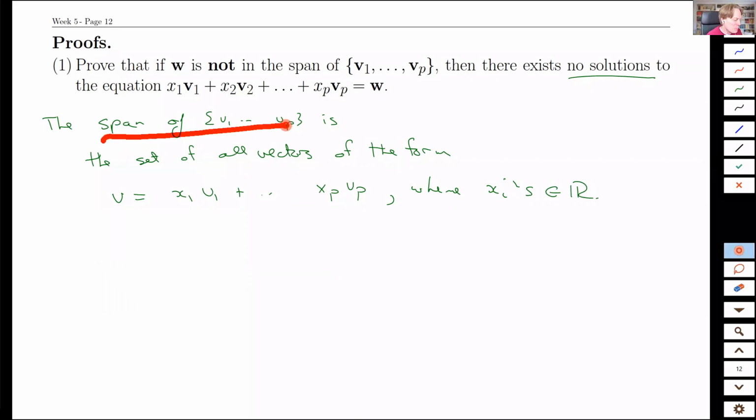So what is the span? It's linear combinations of the vectors I have to build with. And linear combination just means some coefficients out front that are real, and I can pick any real numbers I like. Any real numbers as these multipliers works fine.